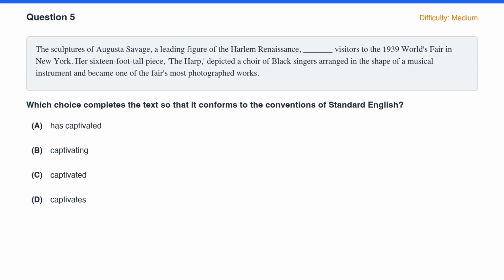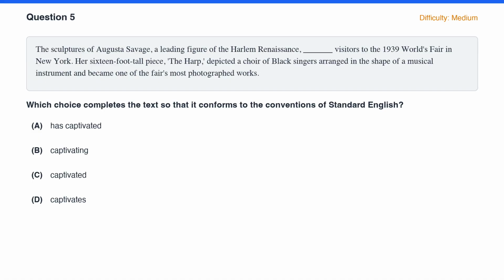Look at the second sentence. Depicted, became. All past tense. A says captivated. Present perfect. But the 1939 World's Fair is 87 years ago. No connection to the present. B says captivating. Participle trap again. The sculptures? Captivating visitors. That's a fragment, not a sentence.